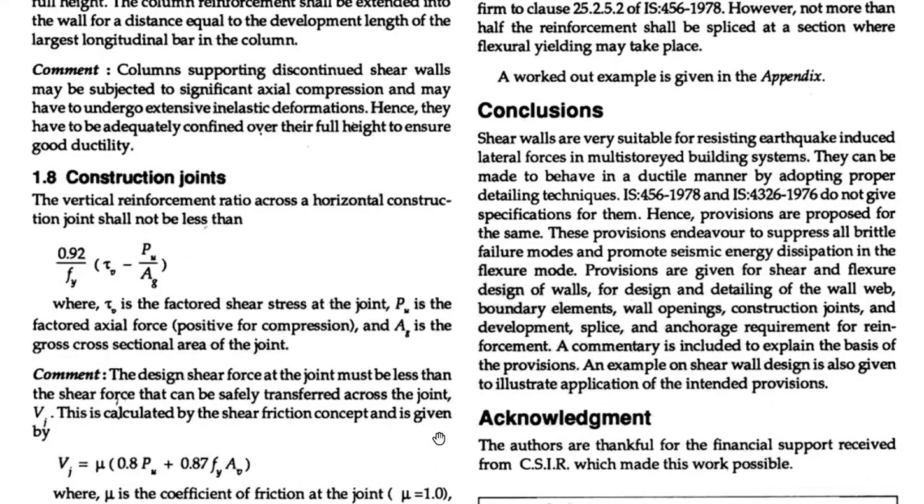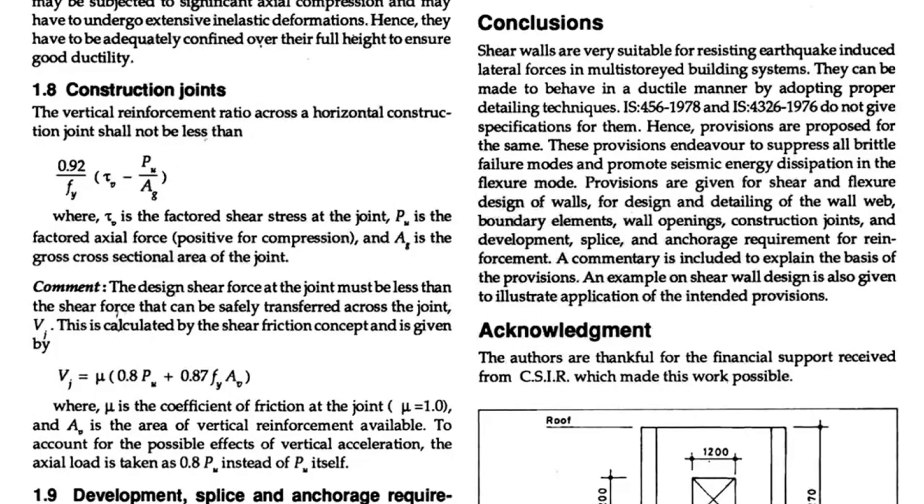The vertical reinforcement ratio across a horizontal construction joint shall not be less than 0.92 divided by Fy times (tau v − Pu divided by Ag), where tau v is the factored shear stress at the joint, Pu is the factored axial force, positive for compression, and Ag is the gross cross-sectional area of the joint.